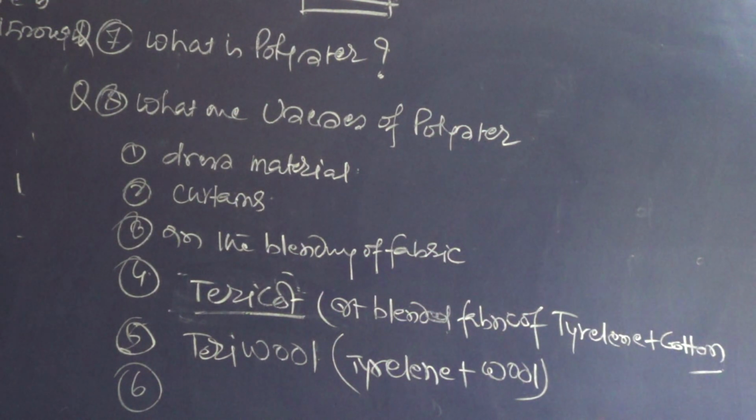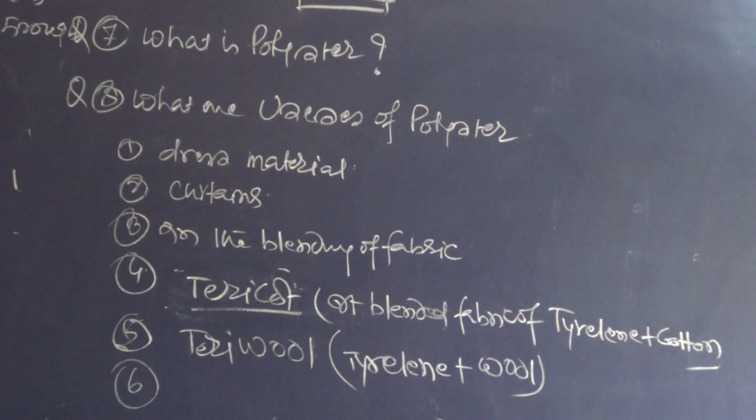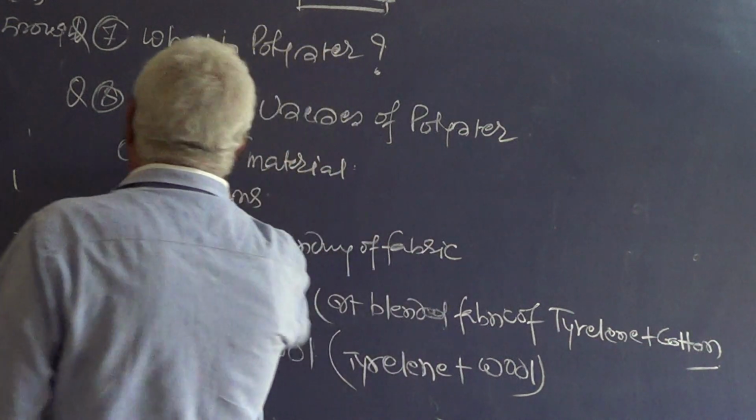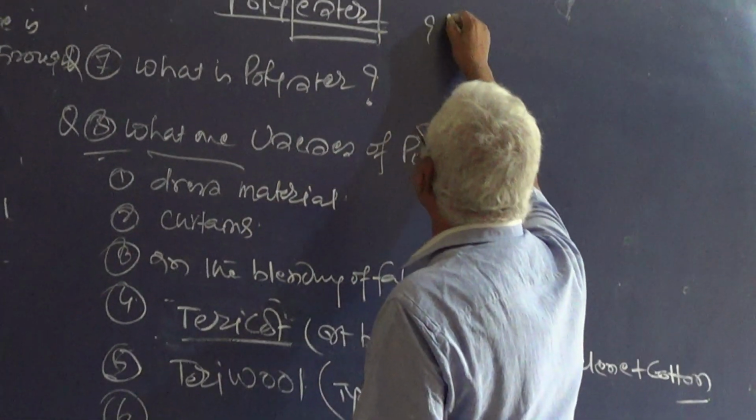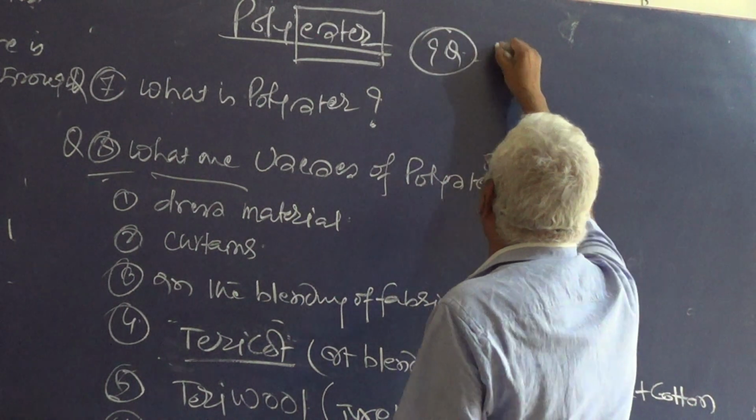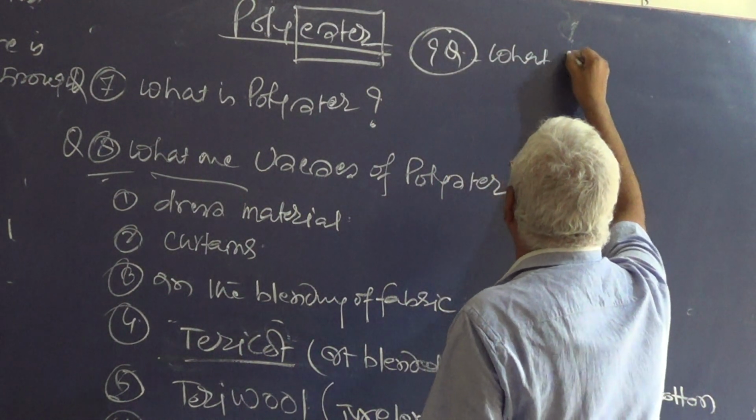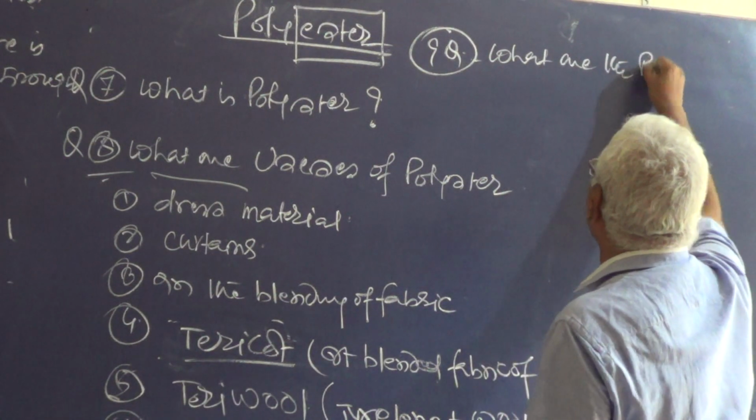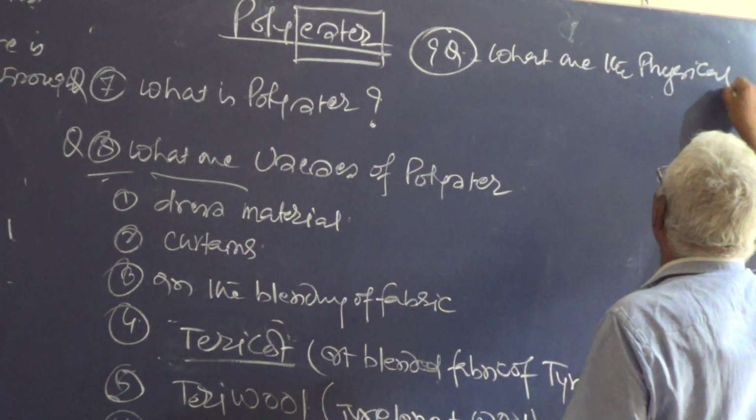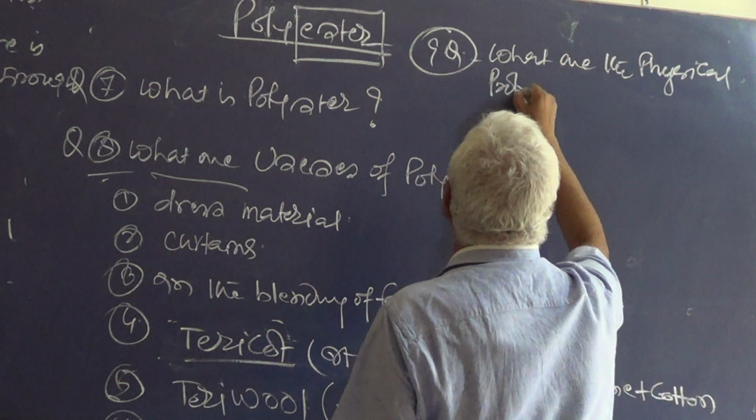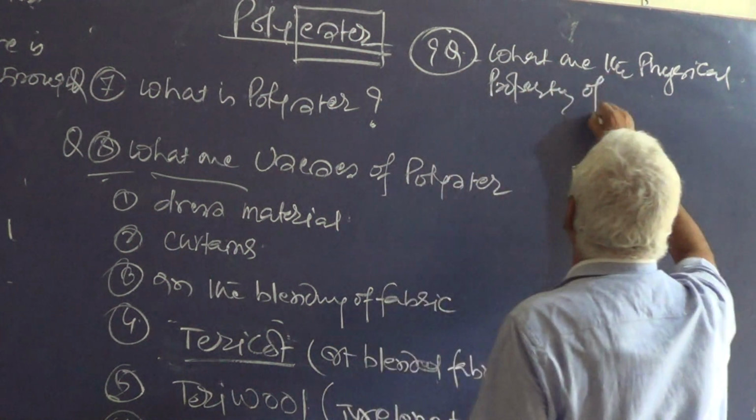At the same time, we can write it is also having similar properties of other synthetic polymers, like physical properties. These are the uses you have written in 8th number question. Now question number 9. What are the physical properties of polyester?